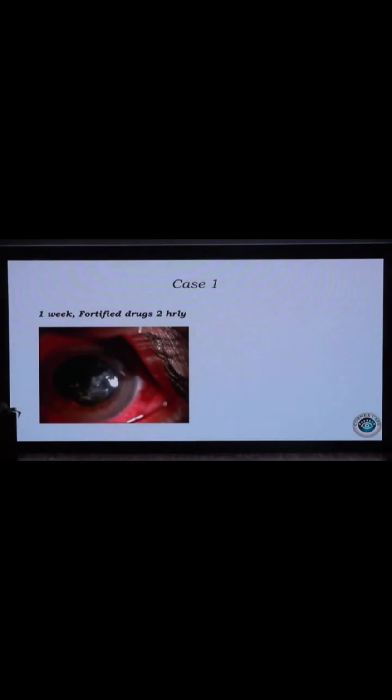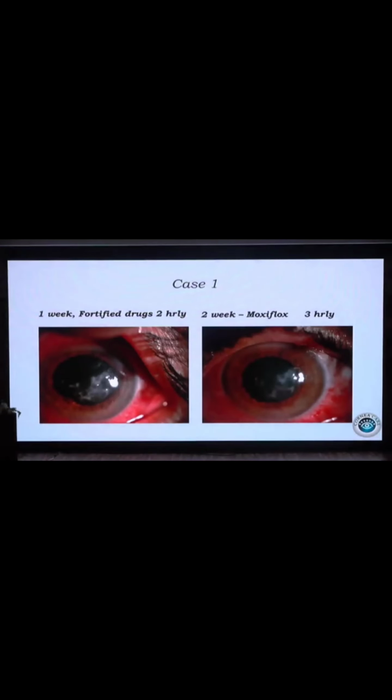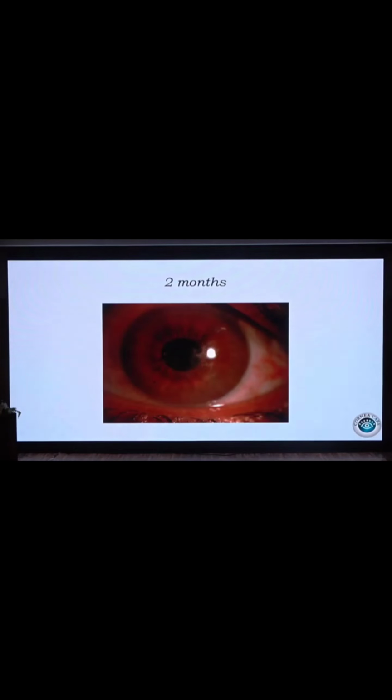This is how the patient looked at 1 week. At 2 weeks, when most of it has healed, then we don't need to continue fortified. We can change to monotherapy also. And this is how the patient looked at 2 months.